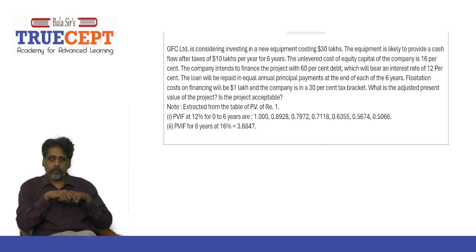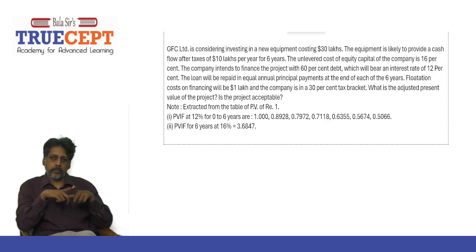Okay. The loan will be repaid in equal annual principal payments at the end of each of the 6 years. You saw that this $18 lakh will be repaid in 6 equal annual installments of principal. What is 18 lakh by 6? 3. At the end of each year, you'll repay $3 lakhs, or say $300,000, each year in the next 6 years.